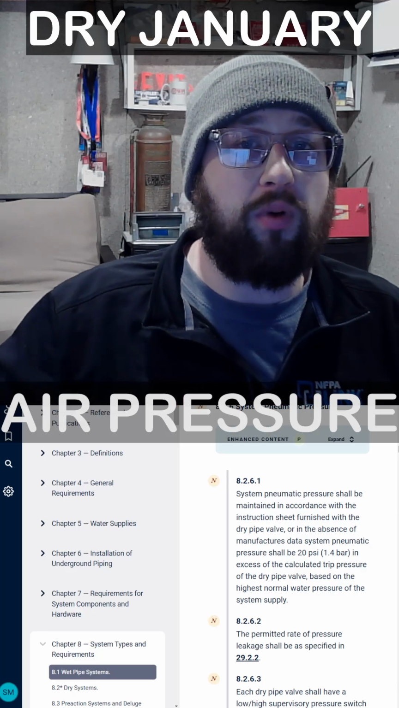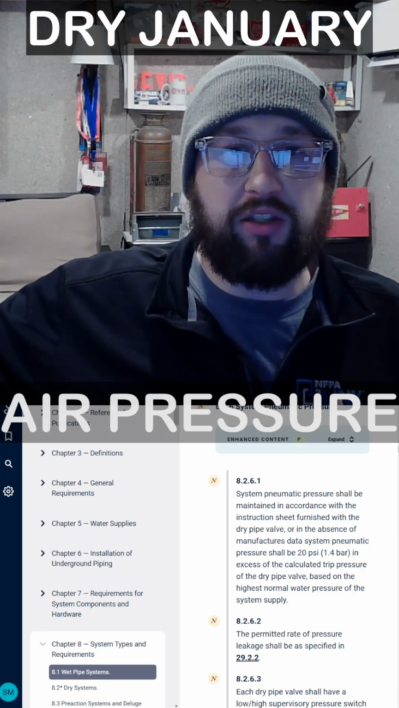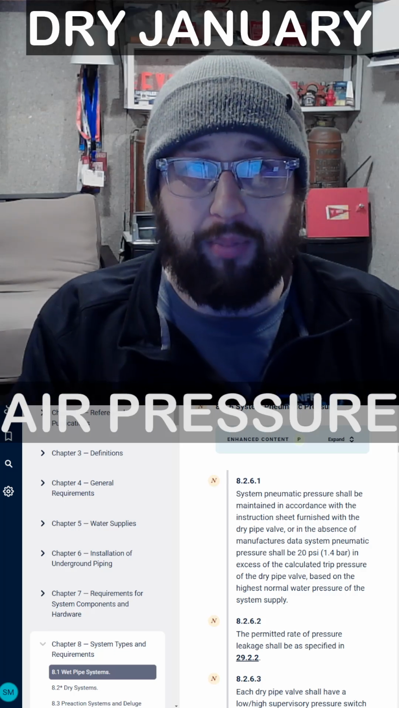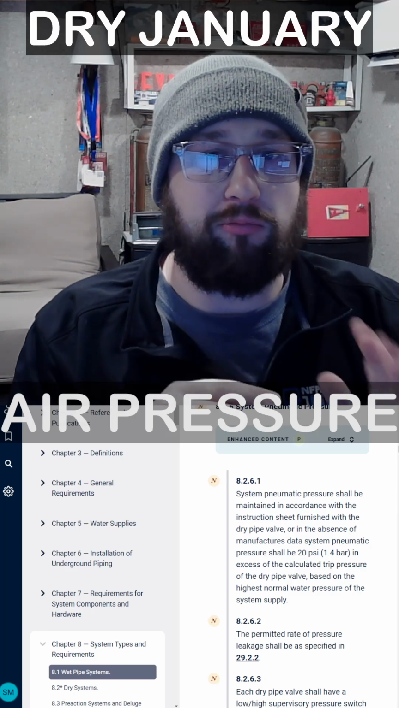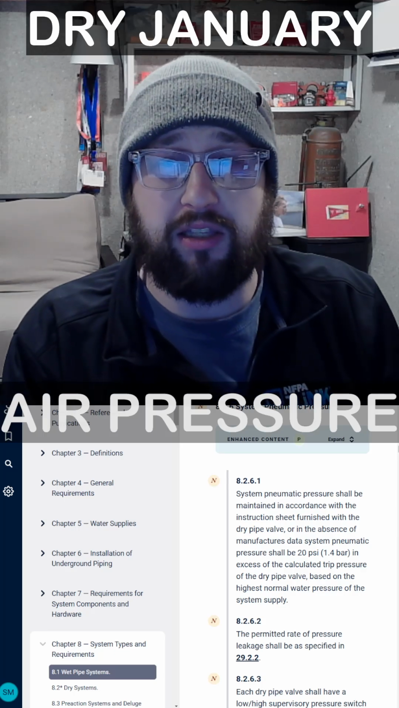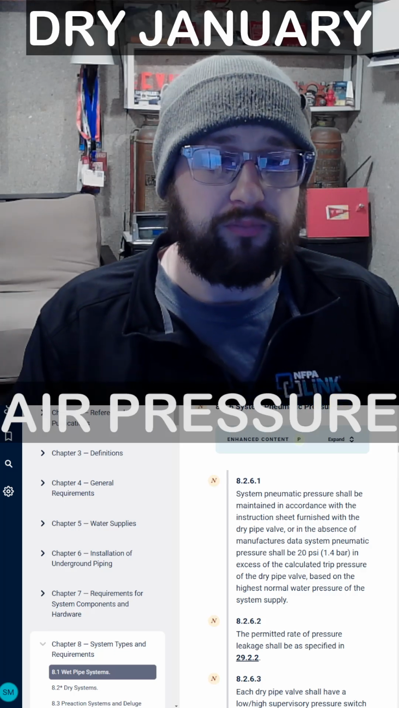If that pressure is too high, we're essentially increasing the amount of time it takes for that air to decrease to a pressure that allows the dry pipe valve to trip. And if it's too low, we run the risk of accidentally tripping that valve and allowing water into the sprinkler system when we haven't had a sprinkler activate.